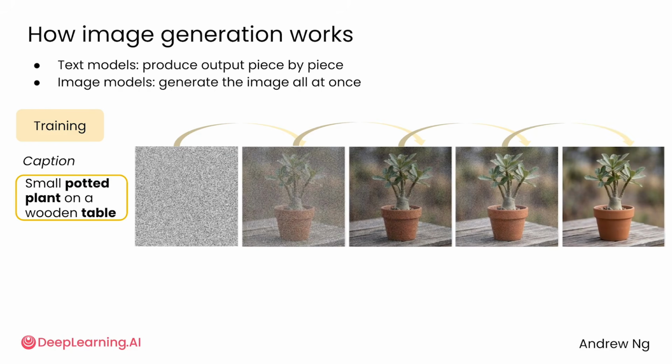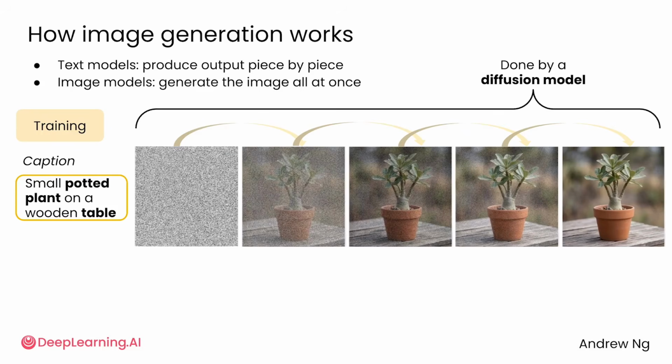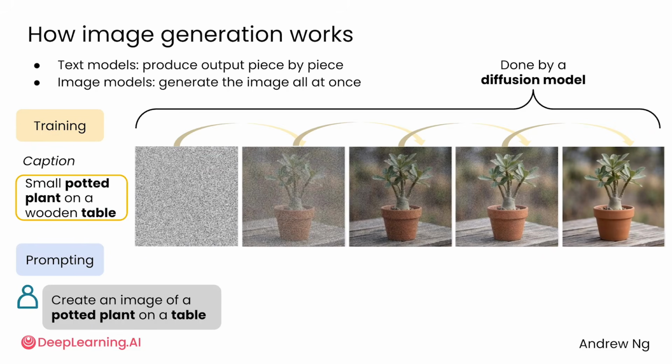A model that does this is called a diffusion model. Then when you come in and write a prompt, maybe create an image of a potted plant on the table, it goes through this process, starting from a pure noise image, and then gradually tries to remove noise from it to come up with that final image. And the key is how it learns to subtract noise to maybe reveal the image that the person might have had in mind.